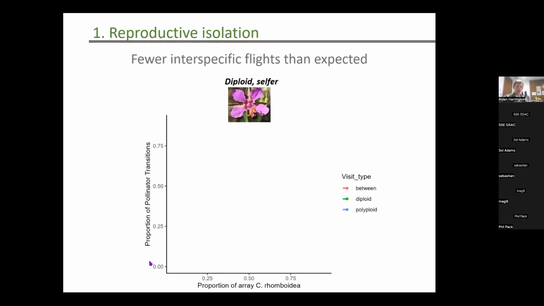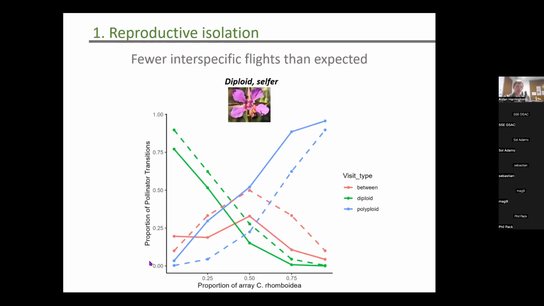And so again, if we take a look at our axes, we have the array proportion of C. rhomboidea, the polyploid, and on the y-axis, we have the proportion of different kinds of pollinator transitions. Red will be between, green will be within the diploid, and blue will be within the polyploid. And these dashed lines represent our expectations under density-dependent mating. So if the bees had just come to the array randomly, what would the data look like? This is what it would look like. And then this is what we actually see.